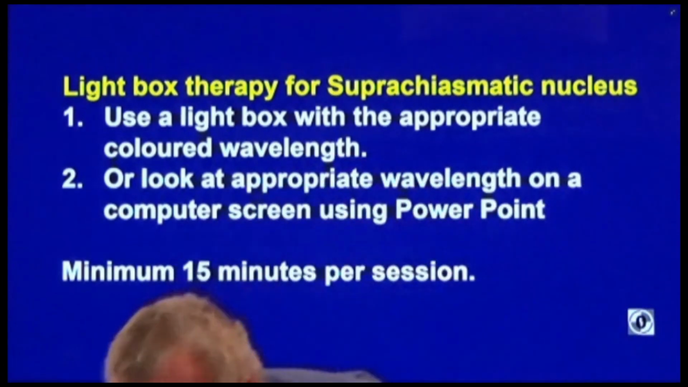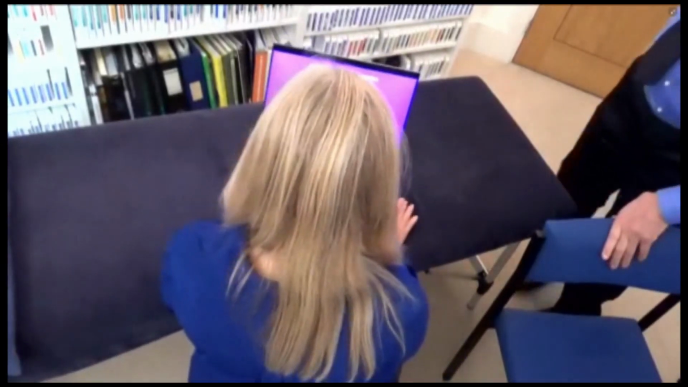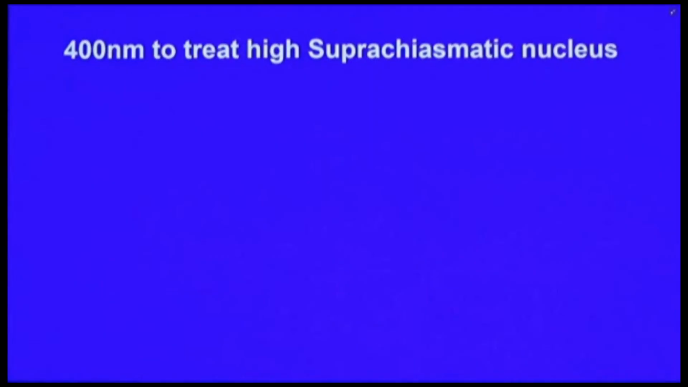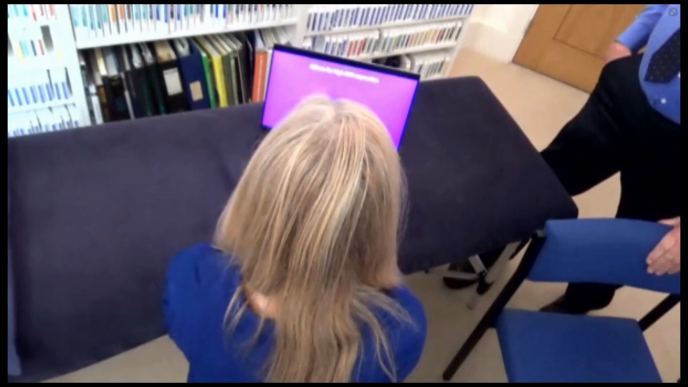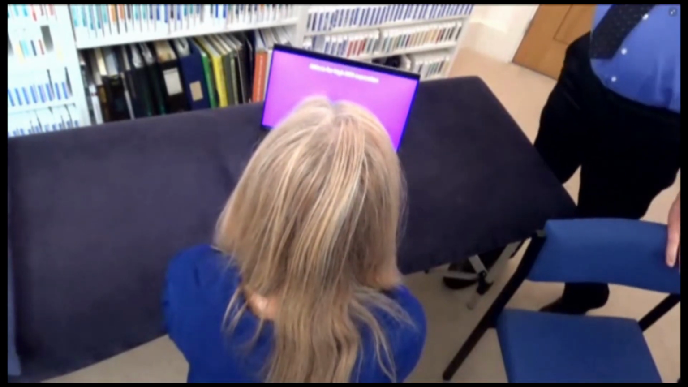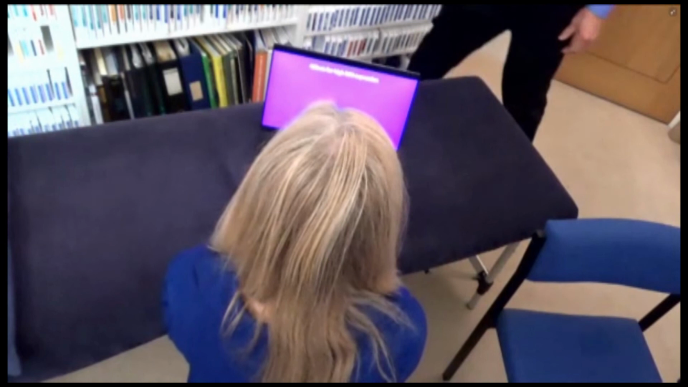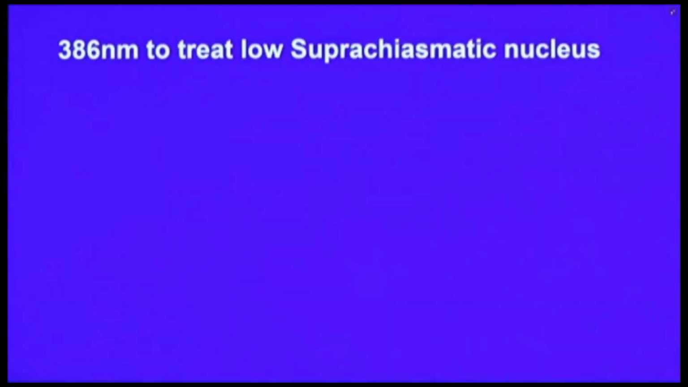So now we're going to demonstrate using a light box with the appropriate color wavelength. So these are the colors that I put on to PowerPoint, and as you can probably see there, we put on the 400 nanometer there, and it's necessary to look at that wavelength for about 15 minutes, which is a bit boring. So you can use a light box, which you can purchase and use an acetate, or you can look at the appropriate wavelength on the computer using PowerPoint, which is a lot more convenient to do. And you can also change up or down. So you can see that you've got the two there. So you've got the 386 for the underactive.